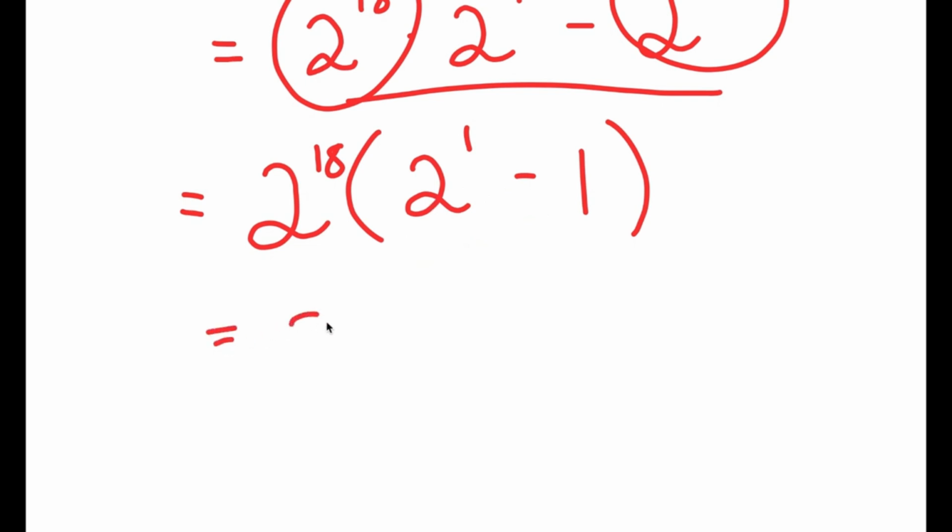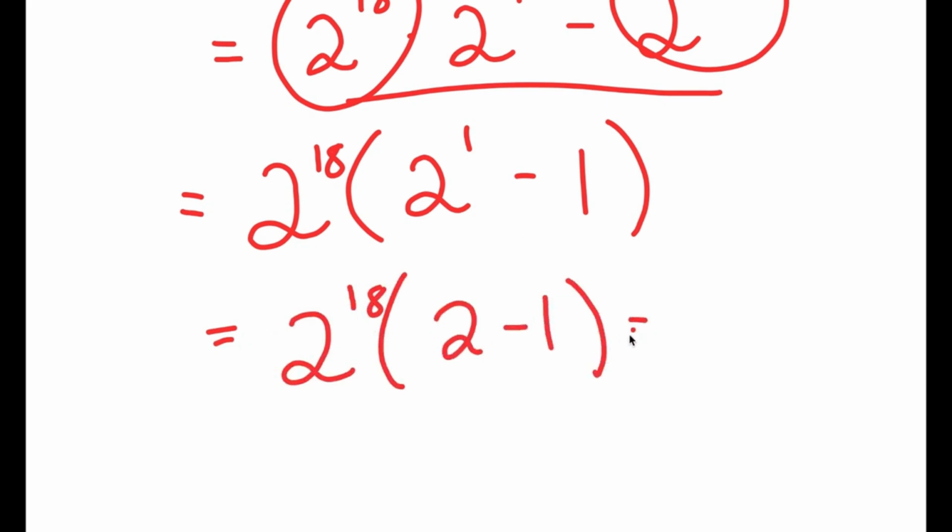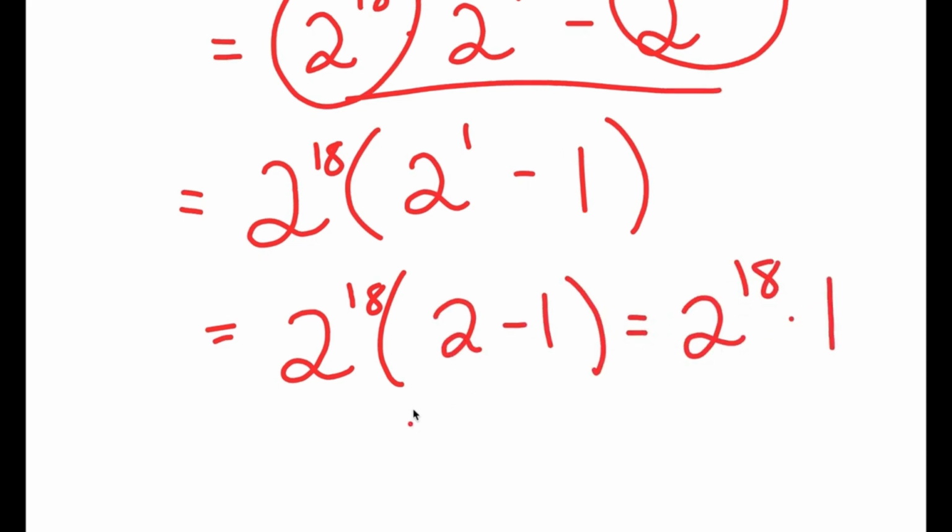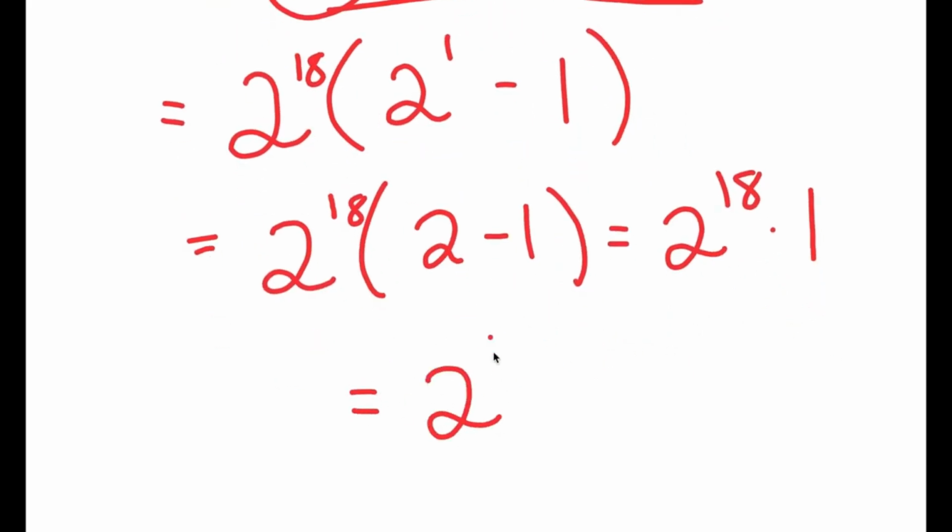And this is equal to 2 to the power of 18 times, well, 2 to the power of 1 is 2, so I get 2 minus 1, which is equal to 2 to the power of 18 times 1, which is equal to 2 to the power of 18. So I get 2 to the power of 18 as my answer.